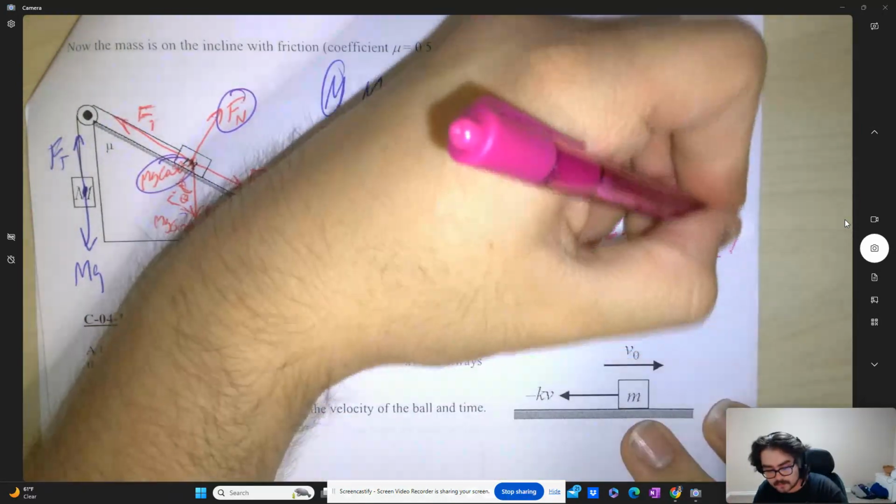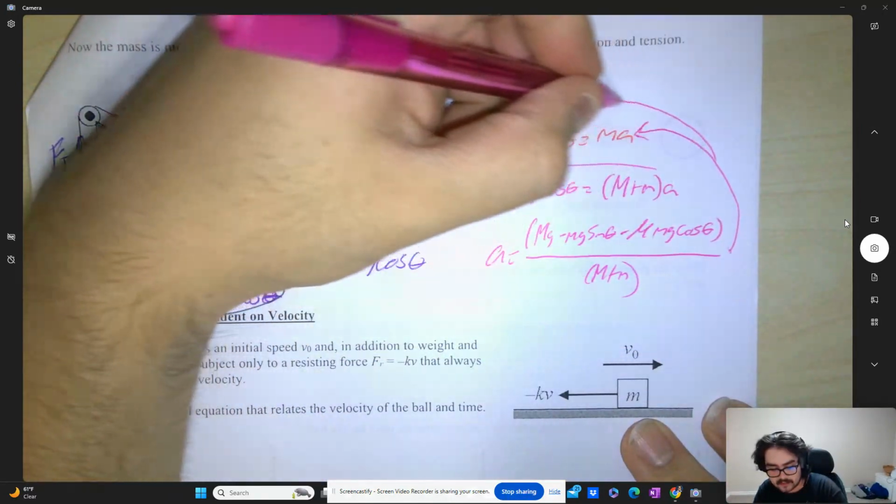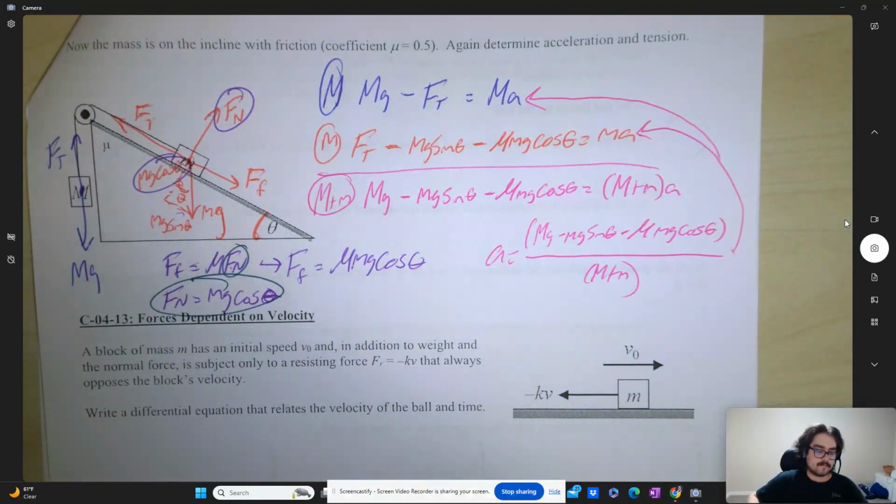Then you would take this expression and plug it back into either one of these to get the actual tension. Oh my gosh, what a nightmare.